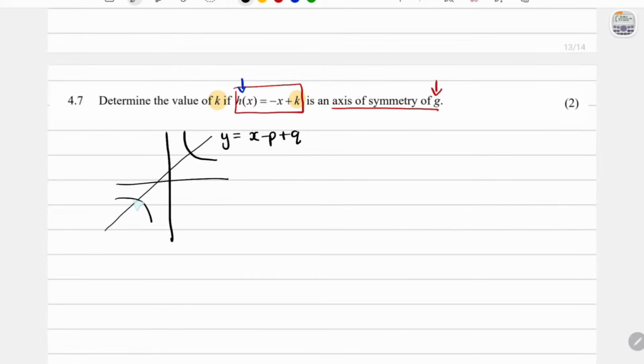The axis of symmetry is really just any line that divides the graph into 2 symmetrical parts, okay? So this part looks exactly the same as that part, and that part looks exactly the same as that part. But we also have another axis of symmetry, the one with a negative gradient, because you see here, this graph would look exactly the same as that graph. And that's why this is a line of symmetry. And the equation of it is y is equal to -x plus p plus q, okay?